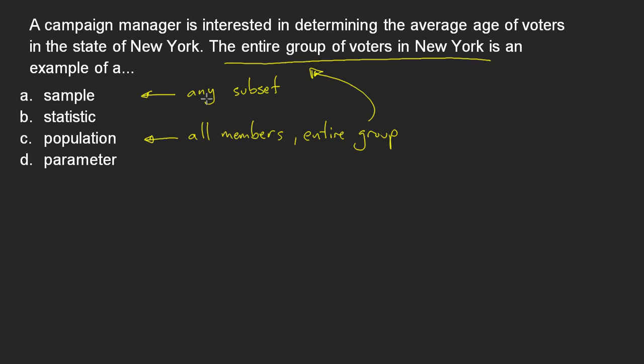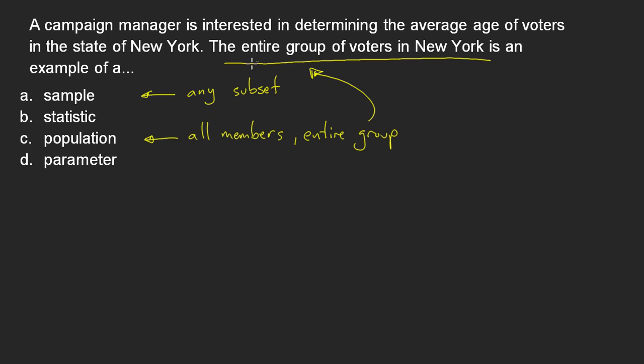Now, in a question, they're probably not going to use the word subset when they're trying to identify a sample, but they'll talk about a small group of people being randomly selected to be part of a survey or part of a study. So when they talk about selecting a group randomly from the population, that means they're not including the entire population. They're including only a subset.